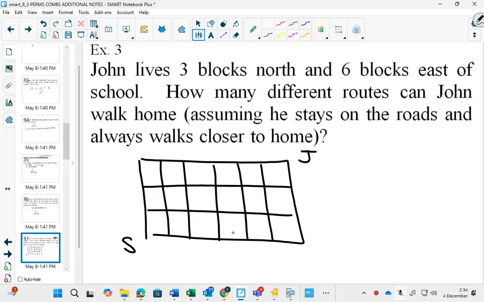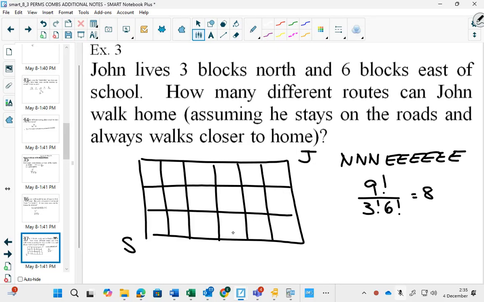So one way that we can do this is we can represent, we know that to go home he has to go north 3 times and he has to go east 6 times. In this situation then, how you rearrange where those easts are, where those norths are, each one represents a different path. So we could do this by 9 factorial over 3 factorial, 6 factorial, which is equal to 84.